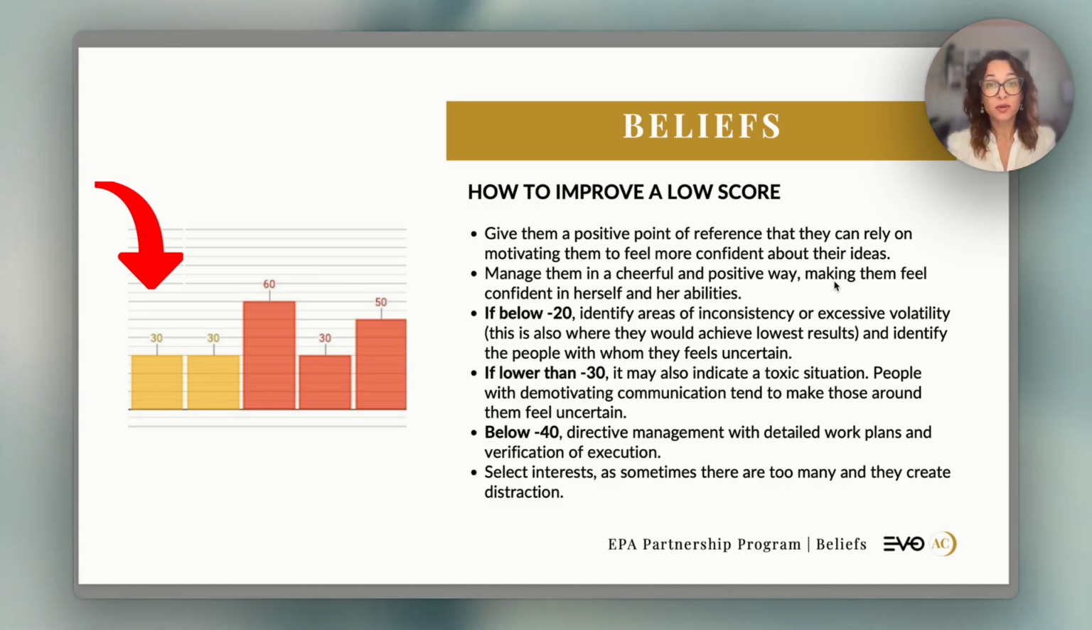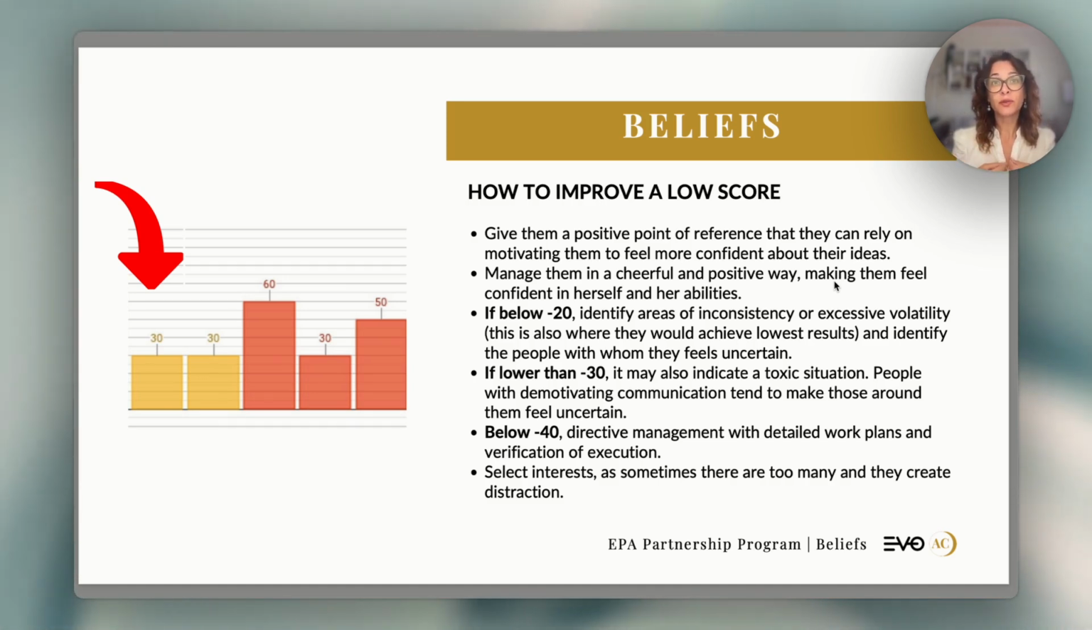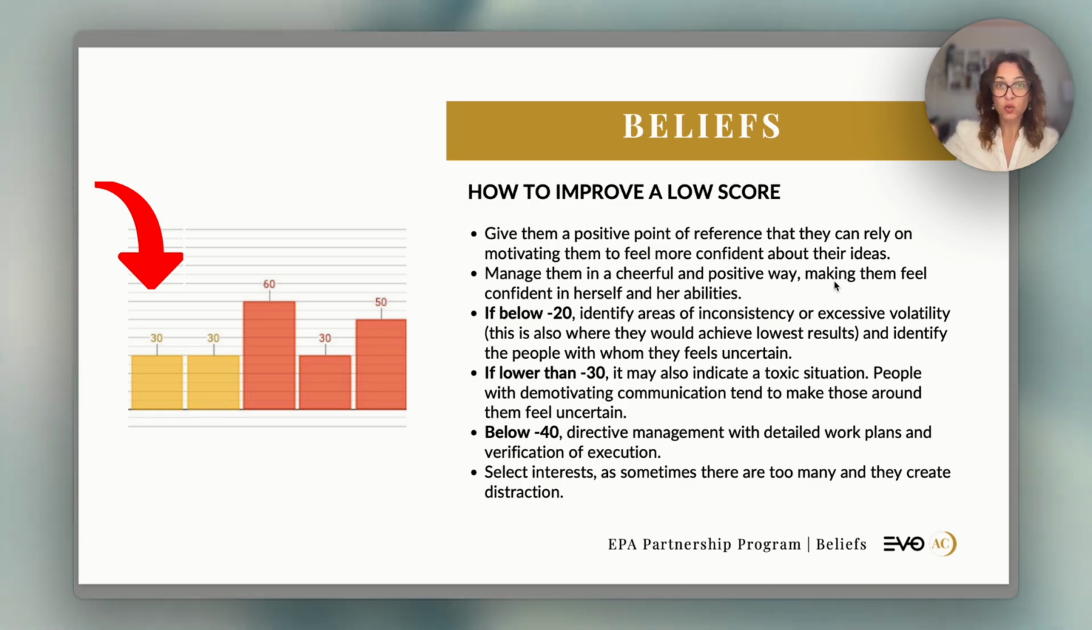If the trait is below 20, you have to help them identify areas of inconsistency or excessive volatility. This is also where they would achieve the lowest results. So I always go into the actual, present-time results. And you identify the people with whom they feel uncertain. Who are the gurus and the guides and the people that your client with a low trait follows, believes? You know, who are these people?